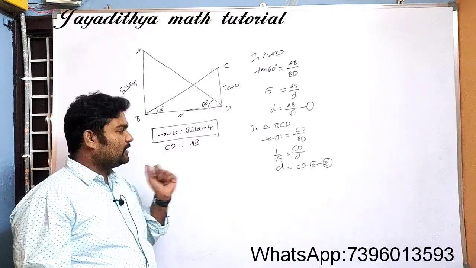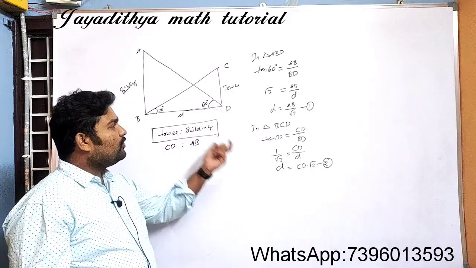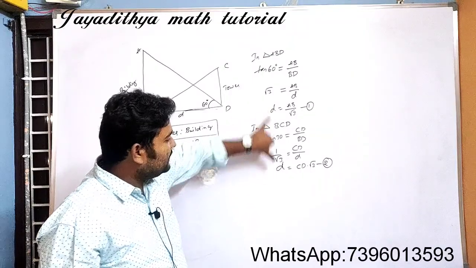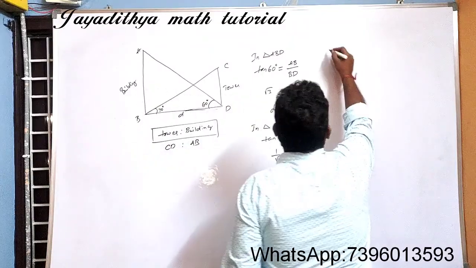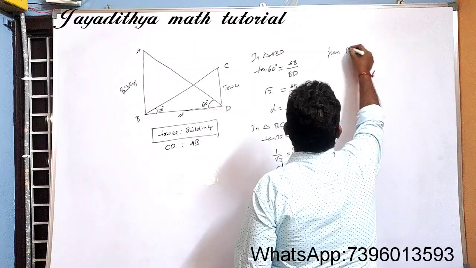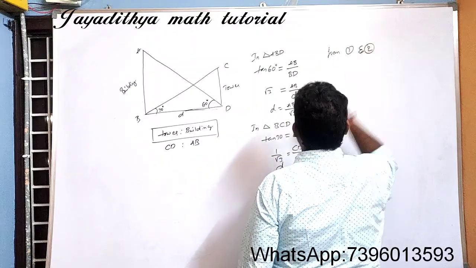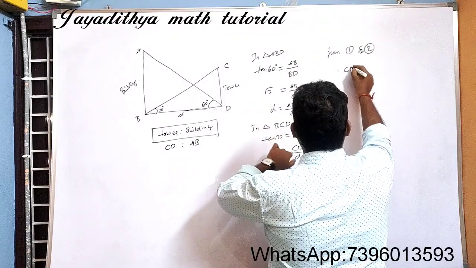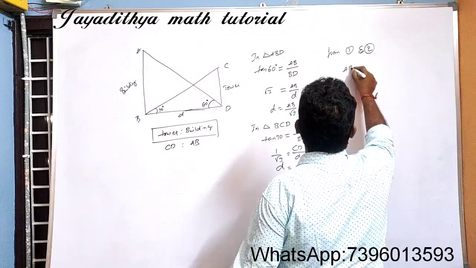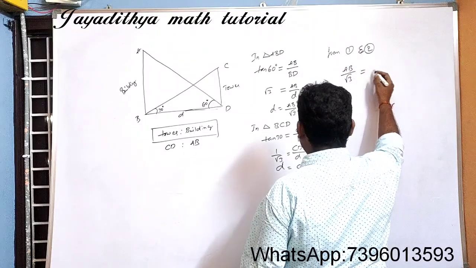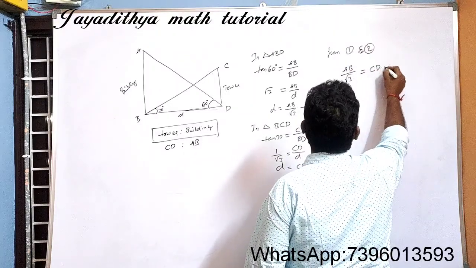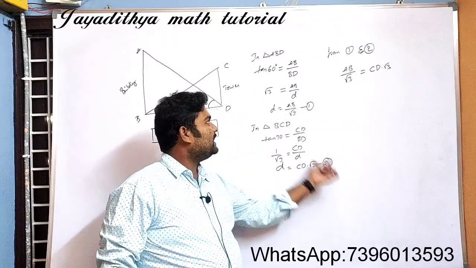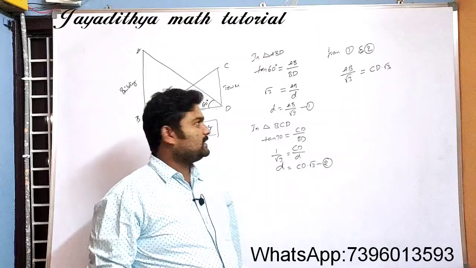Now what we need here? CD is to AB you need. CD is to AB, right? So AB you need to find. So from 1 and 2, see here LHS and LHS are equal. So from equation 1 and equation 2, you can simply write AB by root 3 is equal to CD into root 3. Why? Because D is equal to CD root 3 in the second equation and D is equal to AB by root 3 in the first equation.